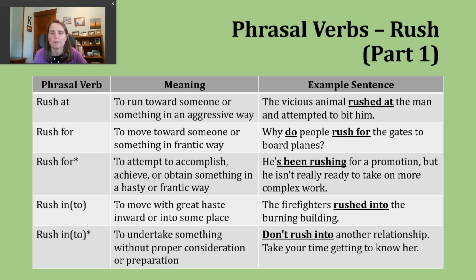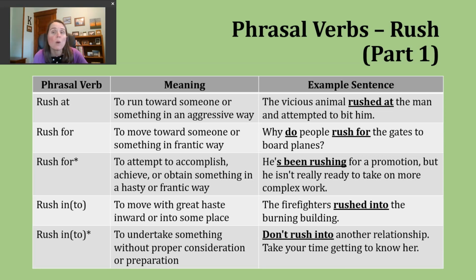Don't automatically become boyfriend and girlfriend, or maybe something even a little more serious in terms of a romantic relationship. Now, I know I didn't mention all the different verb tenses that have been used here, so let's do a quick recap. The vicious animal rushed at is an example of the simple past. So we're talking about a completed action at a known point in the past.